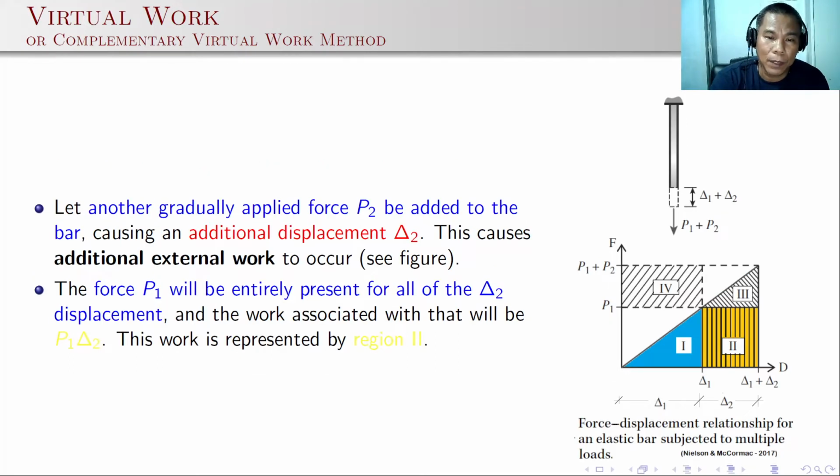Let another gradually applied force P sub 2 be added to the bar. So aside from P sub 1, we will gradually add the force P sub 2, causing an additional displacement delta 2. This causes additional external work to occur, as you can see in the figure. Note that the force P1 will be entirely present for all of the delta 2 displacement, and the work associated with that will be P1 delta 2. Look at the yellow region. We have the height P1 and the width delta 2. So the work in this region 2 is P1 delta 2, which is represented by yellow.